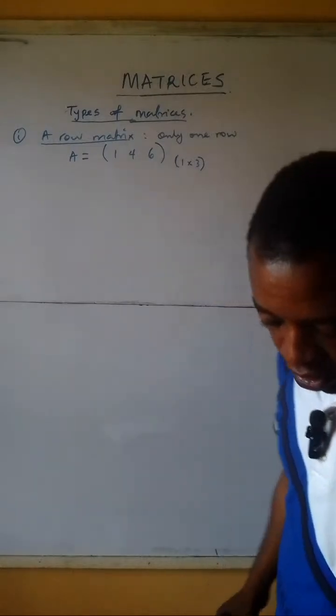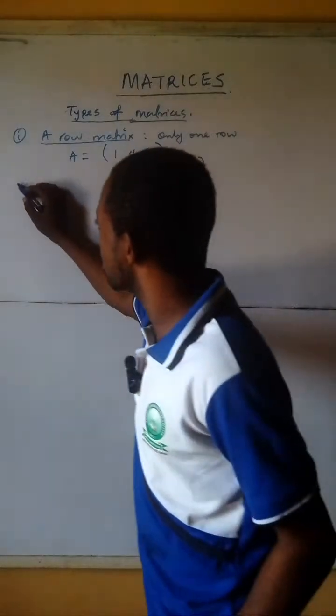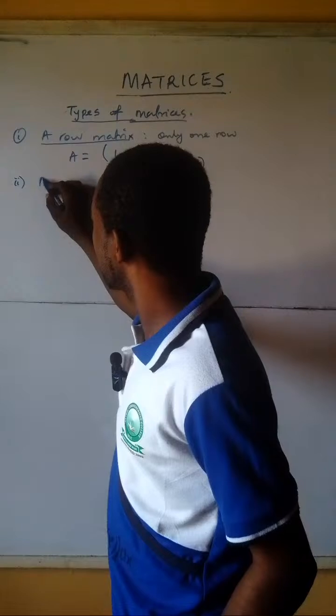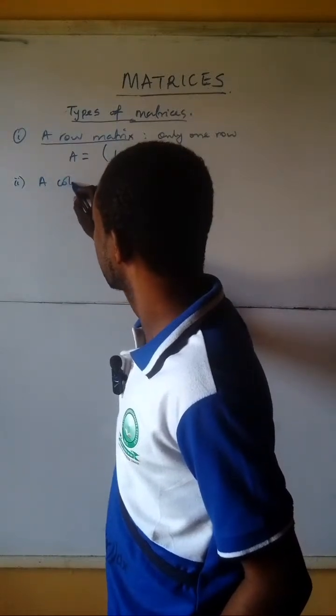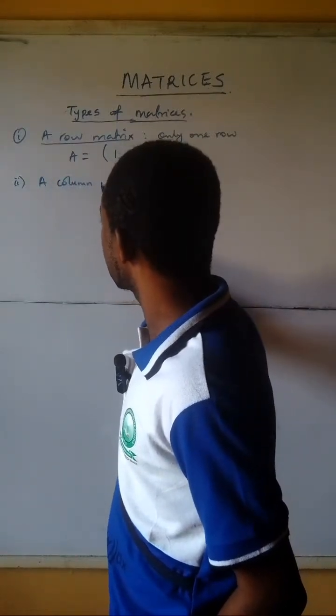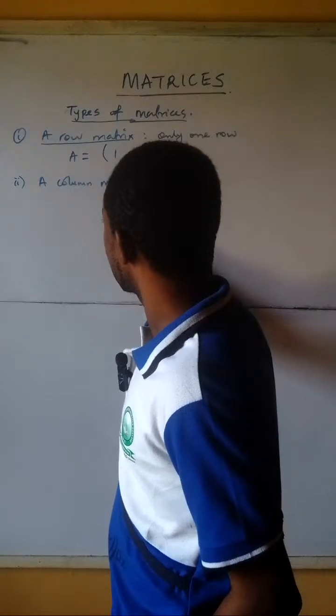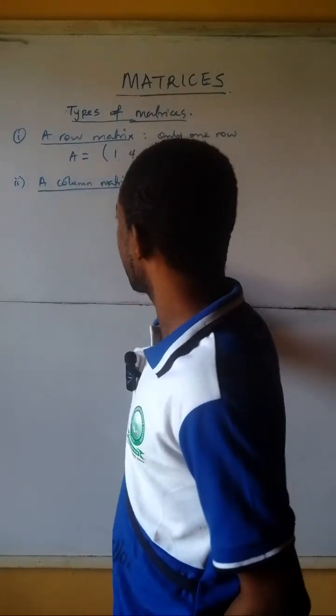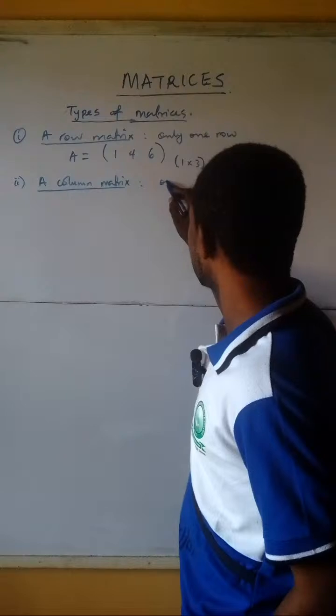Now, the next type of matrix is a column matrix. And in this type of matrix, we have just only one column.